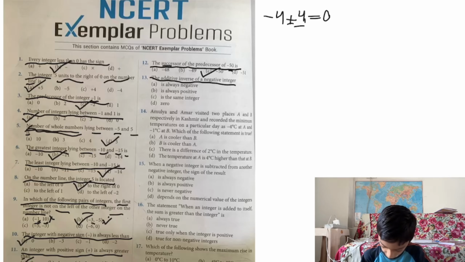And they are saying that the additive inverse of a negative integer is always positive. The answer is always positive, because if the additive inverse of a negative integer would be negative, the result would not come 0, and that means that two numbers are not additive inverse of each other. So the correct answer of question 13 is option B, which is always positive.